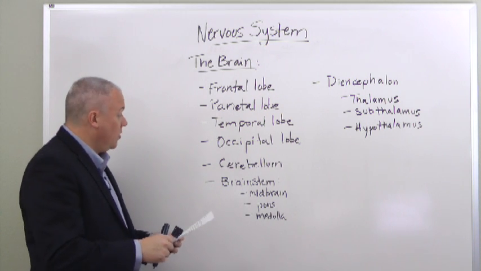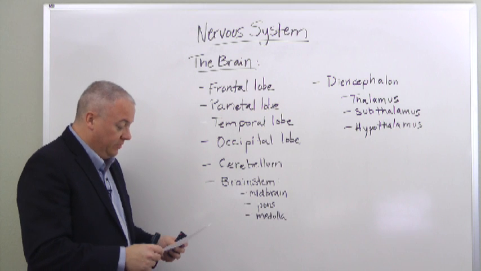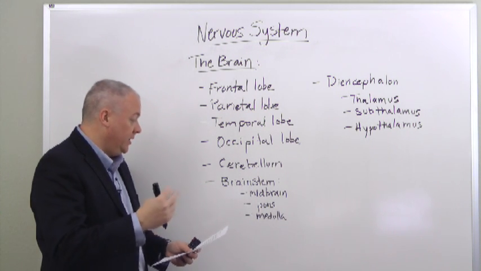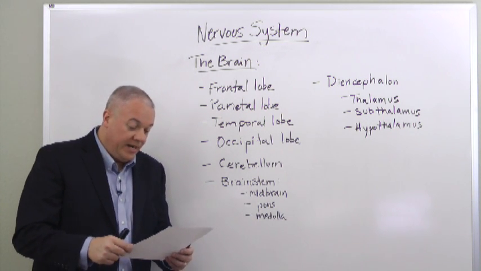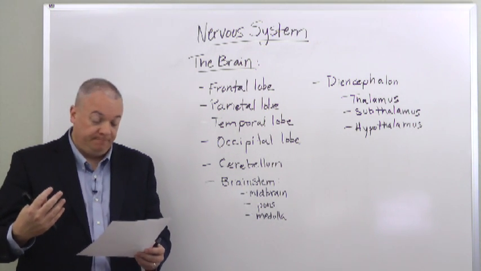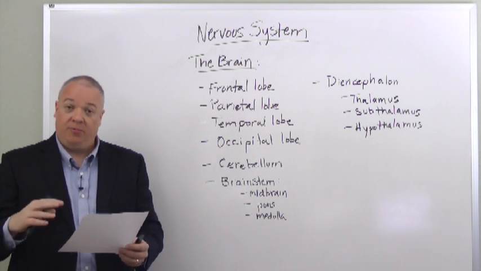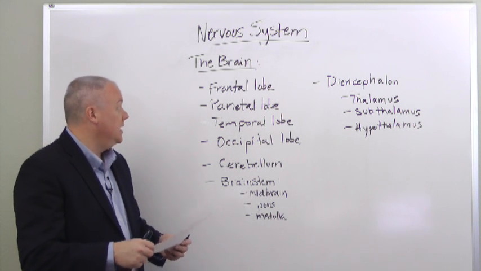The cerebellum coordinates all of our muscle function, and then we have the brain stem, and within the brain stem we've got the midbrain, the pons, and the medulla. The brain stem governs our breathing, our respiration, our heart's cardiac center, and all the nerve pathways to the brain come through the brain stem.